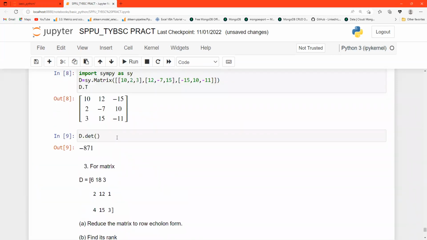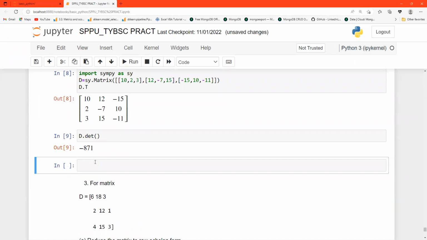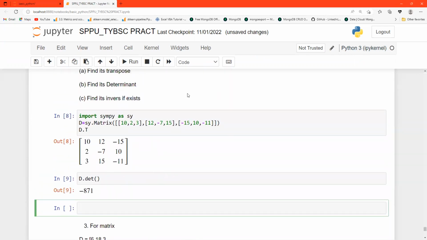Now the next one is we have to find the inverse of the matrix. There are two methods for finding the inverse, if it exists. The question is: find the inverse of the matrix D if it exists. The inverse exists if the determinant of the matrix is not equal to 0.